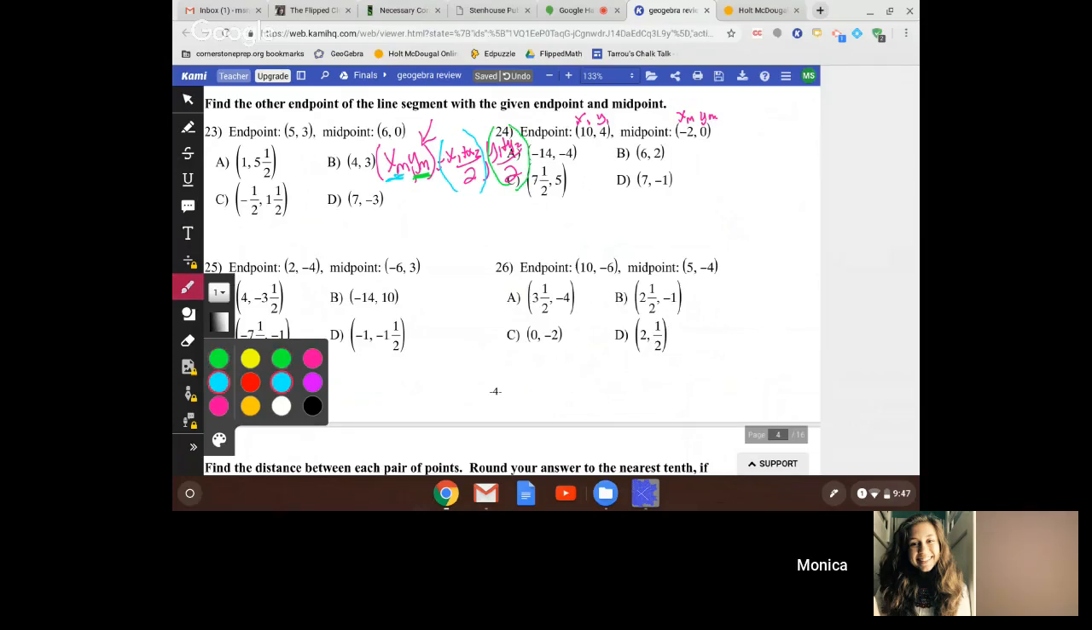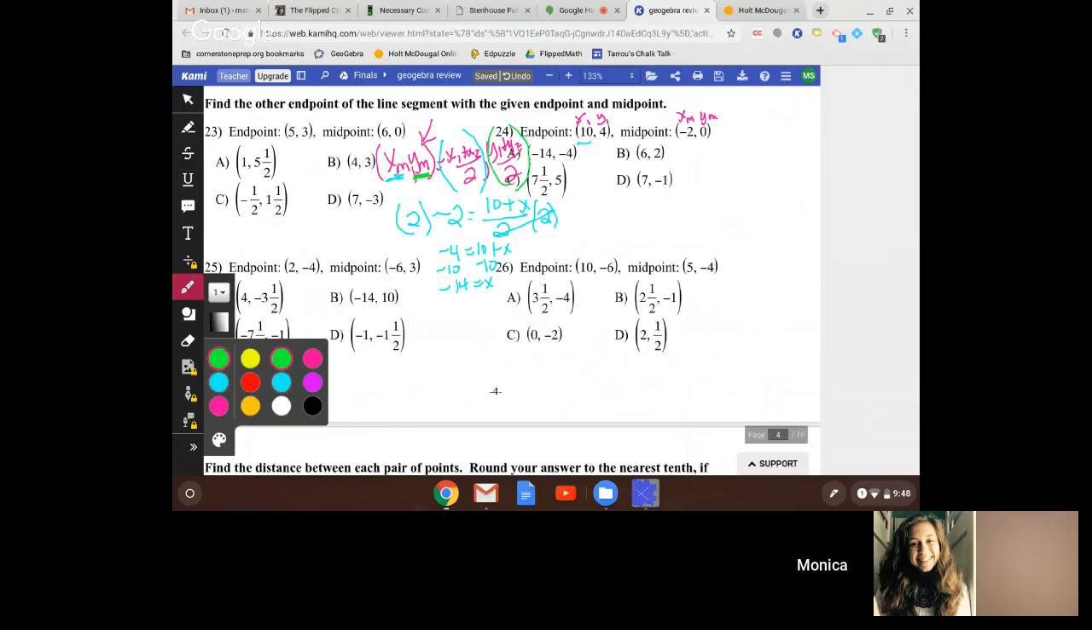So what we're going to need to do, we'll say our xm is -2, okay? And -2 equals x1 plus x2 over 2. Well, our x1 is 10. We don't know our x2, so we'll just leave that as an x and then divide by 2. So then we'll just solve for x. Since you're dividing by 2, you're going to multiply by 2 on both sides. And 2 times -2 is -4 equals 10 plus x, because those cancel. And then we need to subtract 10 from both sides. So that gives us -14 equals x.